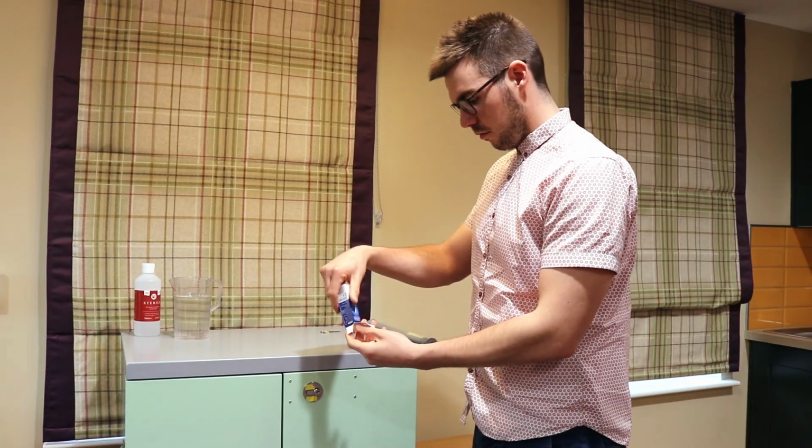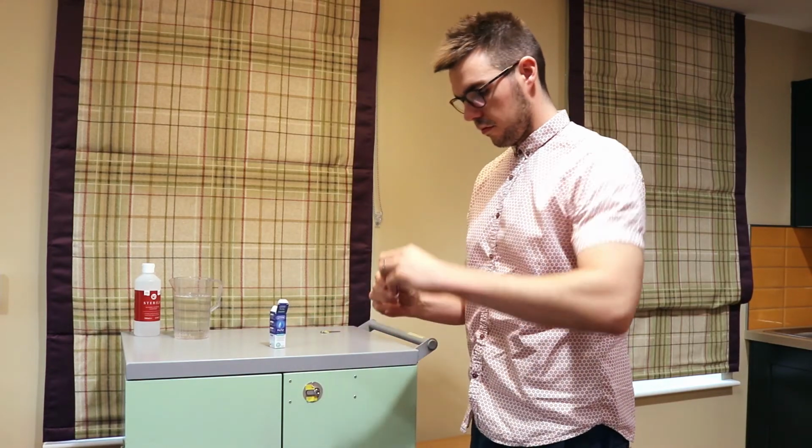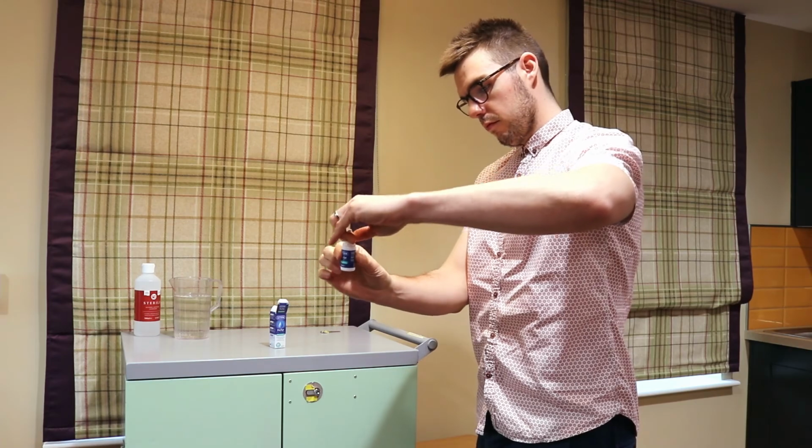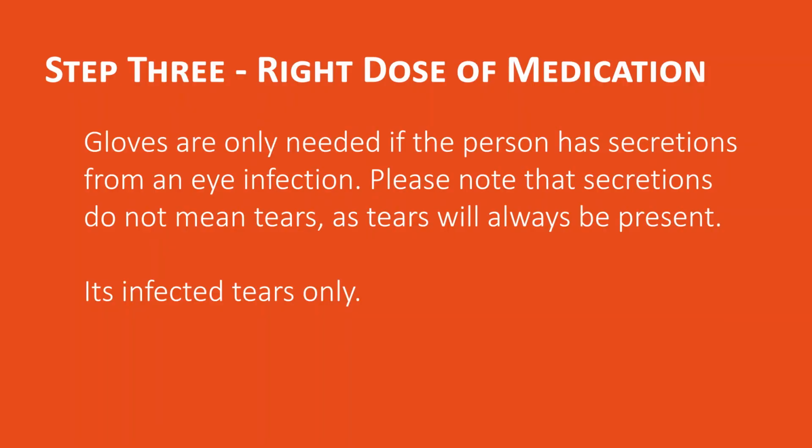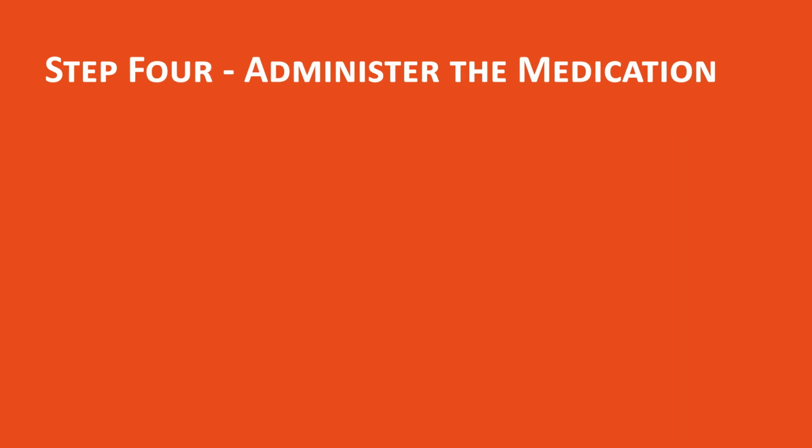Step 3. Prepare the right dose of medication. Shake the bottle, unscrew the lid and put it somewhere clean. Gloves are only needed if the person has secretions from an eye infection. Please note that secretions do not mean tears, as tears would always be present. It's infected tears only.